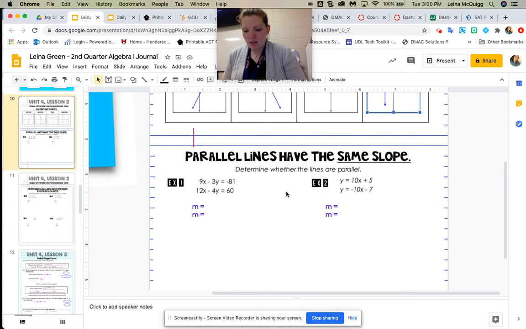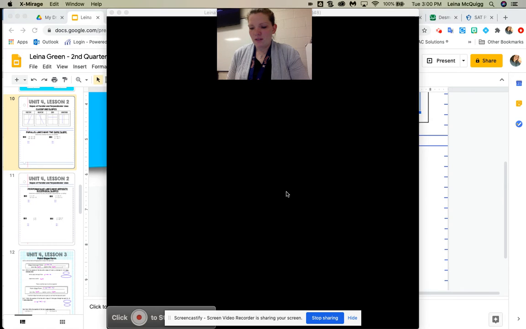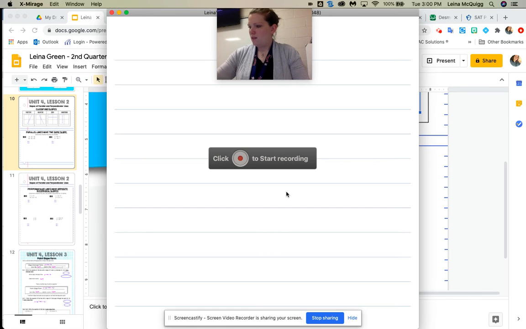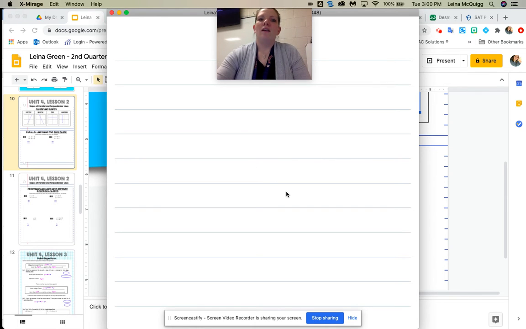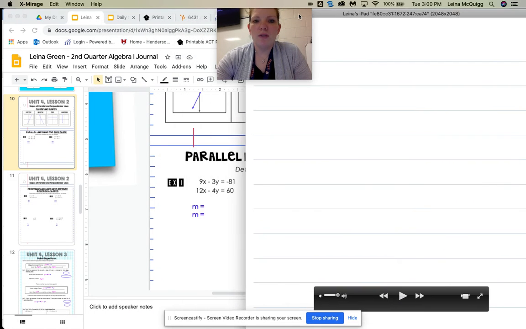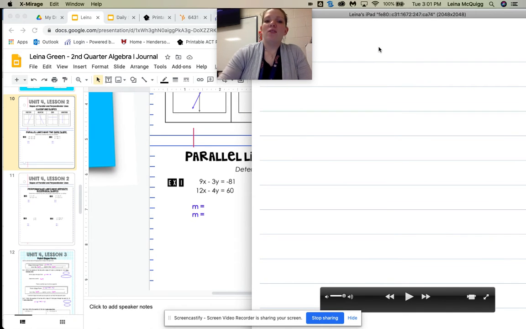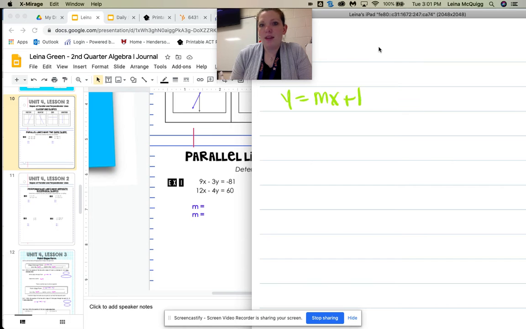So first, on the first example here, sorry, I'm trying to get my iPad connected so I can work the example with you. There we go. All right, so we have these first two examples. They don't look like y = mx + b. They're not in that form. So I need to get them in that form first. So my first equation is 9x - 3y = -81.